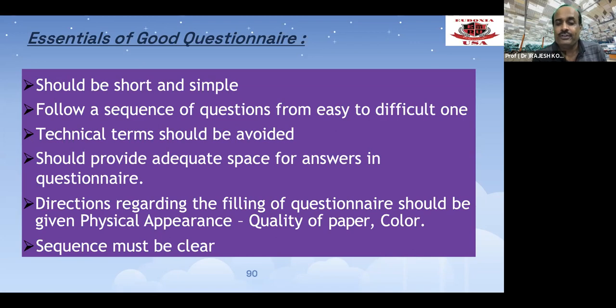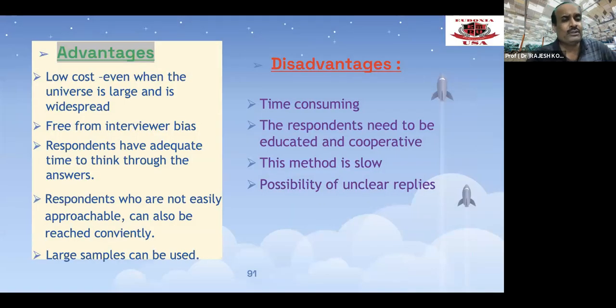Directions regarding the filling of the questionnaire should be given. Physical appearance, quality of paper and color must be very attractive, so they feel happy to write or give an answer. The sequence must be clear. The advantages are that within a short time and by spending little, you can collect a large amount of information. You are free from interviewer bias, and respondents have adequate time to think and write. Sometimes they hesitate in an interview, but here they can express themselves while maintaining confidentiality. Respondents who are not easily approachable can be approached.